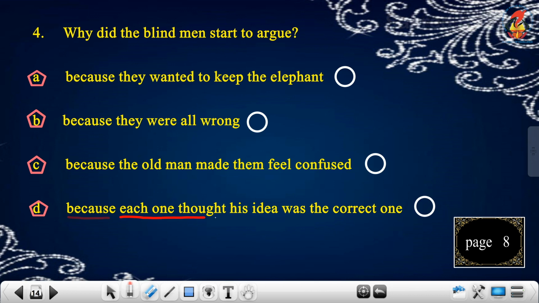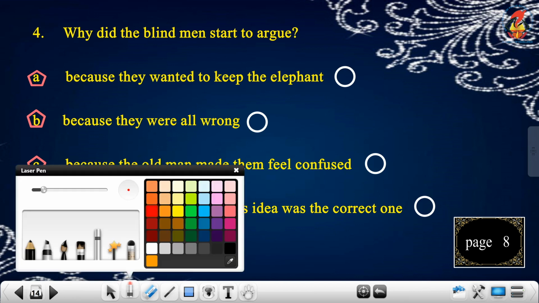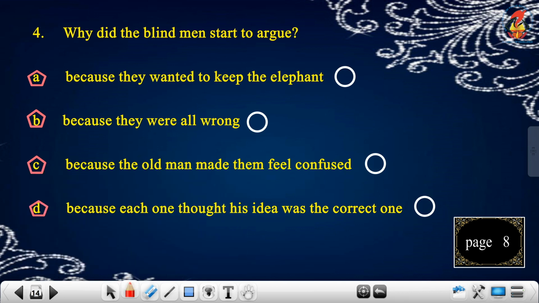Because each one thought his idea was the correct one, isn't it? Everybody thought that his idea was the correct one because what he felt was the correct one. So that was the actual reason the six blind men were arguing with one another. So the correct answer is option D, and you have to bubble the circle which is near option D. Okay, bubble the circle.